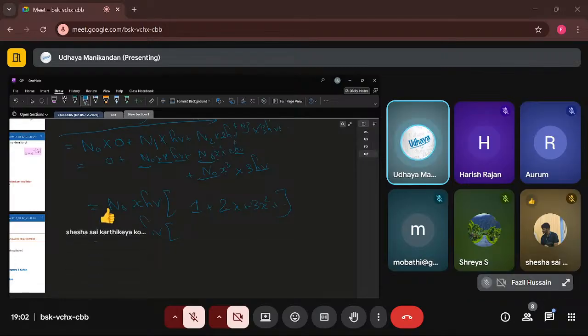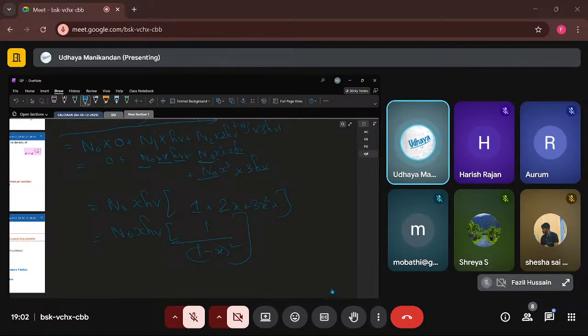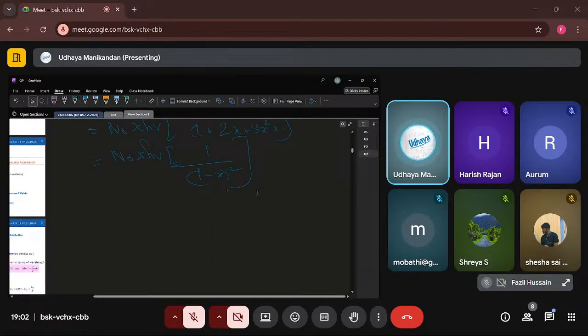So 1 plus 2x plus 3x and so on will be nothing but an AGP. We have seen this expression in mathematics also: 1 by 1 minus x whole square. So that was the expression which we deduced. I have seen n naught by 1 minus x somewhere, and I'll write the remaining here: h nu by 1 minus x.